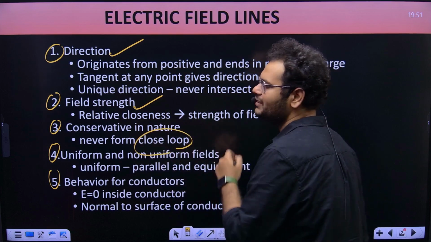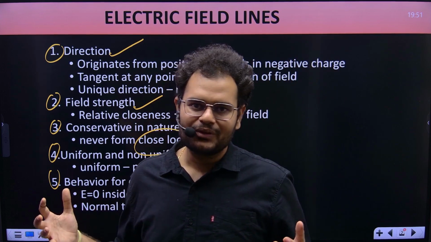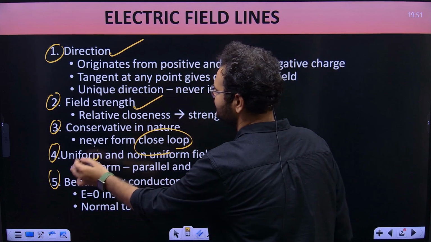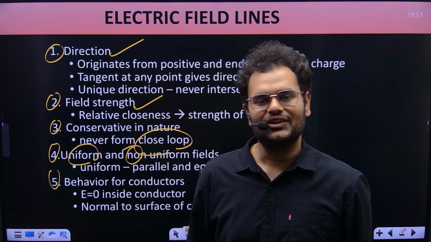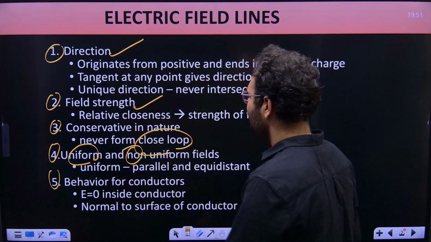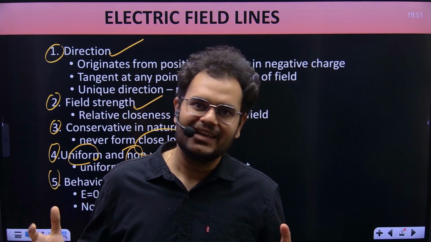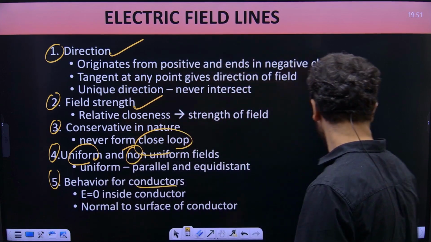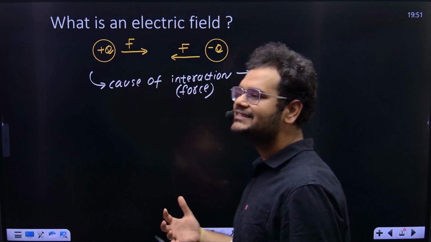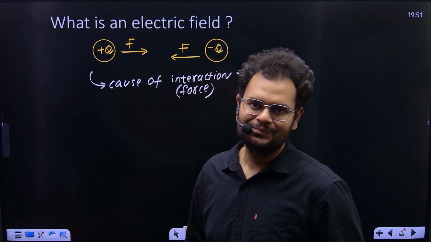Then why don't electric field lines form closed loops? After that, what are uniform and non-uniform electric fields? And finally, what is the behavior of electric field lines inside a conductor? So let us discuss. First, what exactly do I mean by electric field?